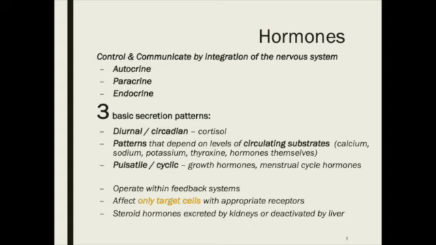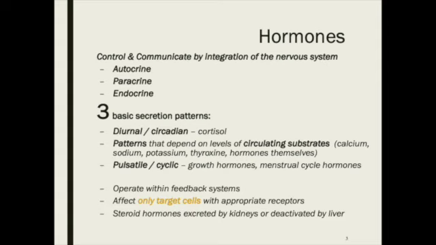We have control and communication due to the integration of the nervous system through the autocrine, paracrine, and endocrine hormones. There are 3 basic secretion patterns. We have a diurnal circadian pattern regulated by cortisol. We have patterns that depend on the levels of circulating substances like calcium, sodium, potassium, thyroxine, and the hormones themselves. And we also have a pulsatile or cyclic secretion pattern demonstrated by growth hormones and the menstrual cycle hormones.